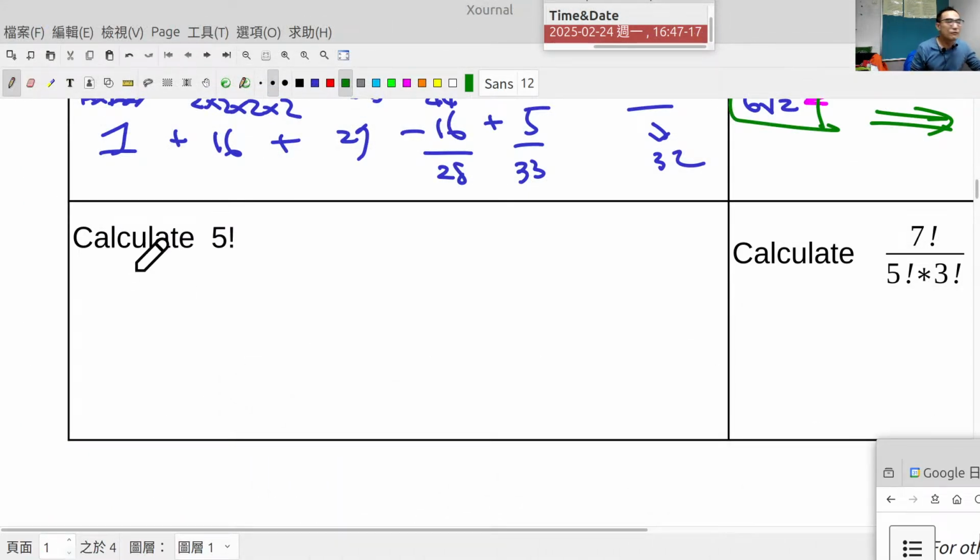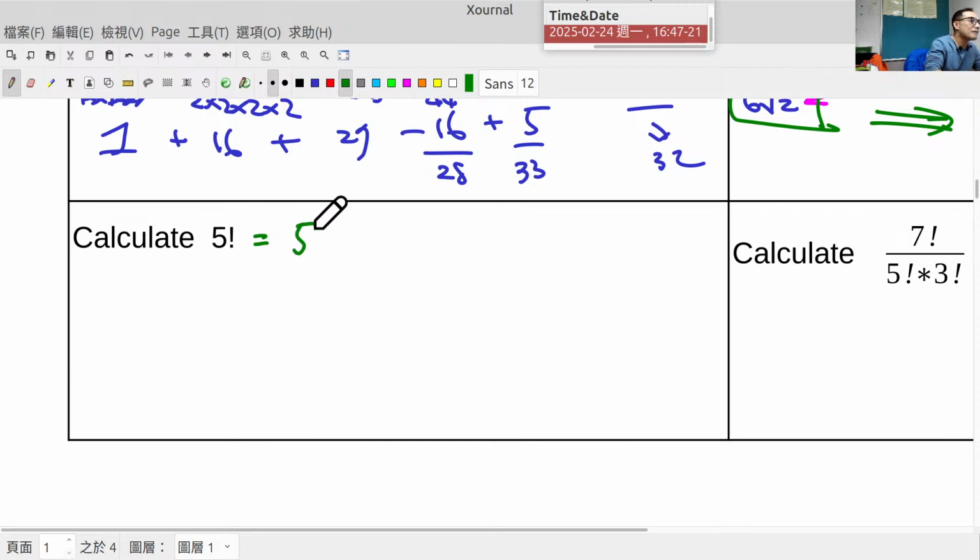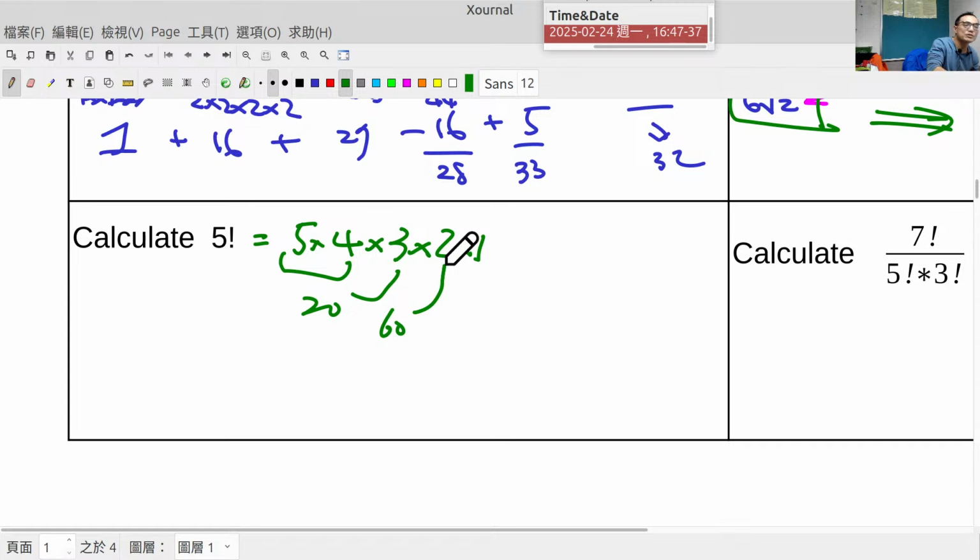calculate 5 factorial. That is 5 times 4 times 3 times 2 times 1. That is 20. 20 times 3, 60. 60 times 2, that's 120.